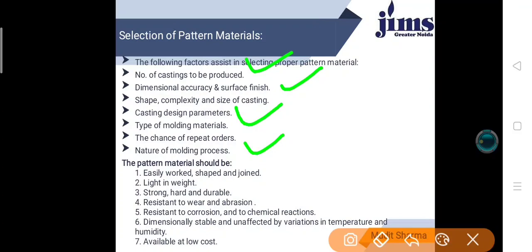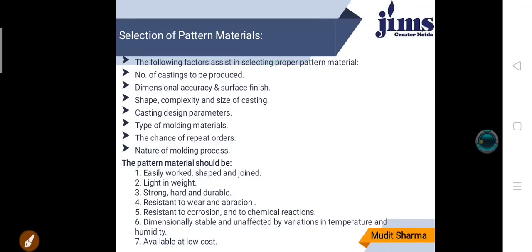Now next one is pattern material. I already discussed the requirements of a good pattern. It is easily worked, shaped and joined, light in weight, strong, hard and durable, resistant to wear and abrasion. Why we use pattern in casting? Because we want to produce a mold cavity of the product which I want to produce. So we use pattern according to our requirement.